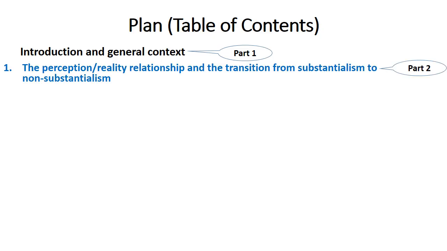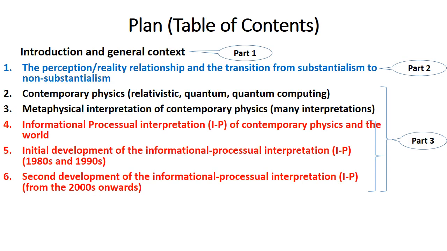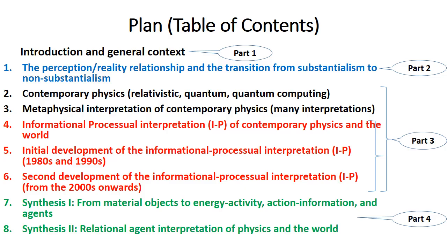The second episode will focus on the relationship between perception and reality and the transition from substantialism to non-substantialism. Then, the third part, and therefore the third episode, will focus on an introduction to contemporary physics, relativistic, quantum computing, and the different interpretations of contemporary physics. The third part of the book emphasizes the informational and processual interpretation of contemporary physics. This interpretation has been developed since the 1960s and 1970s, and especially from the 1980s to the present day. The last part concerns the synthesis, namely the need to transition from a substantialist materialist ontology to a non-substantialist informational and processual ontology. In this episode, we will introduce the general theme of the book.